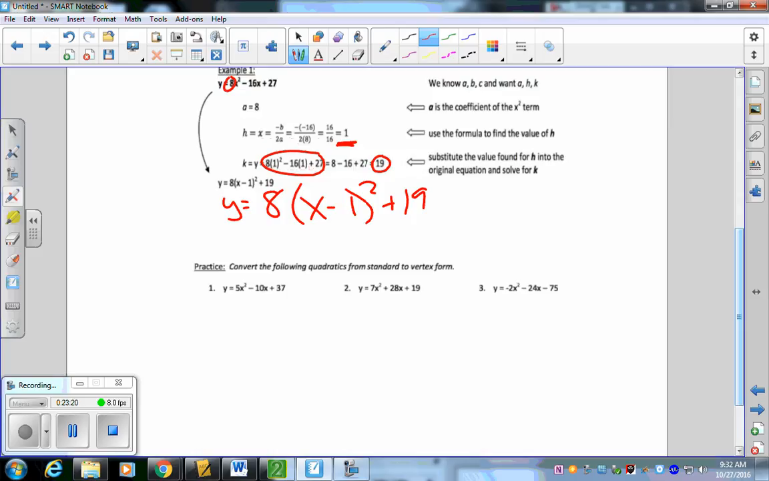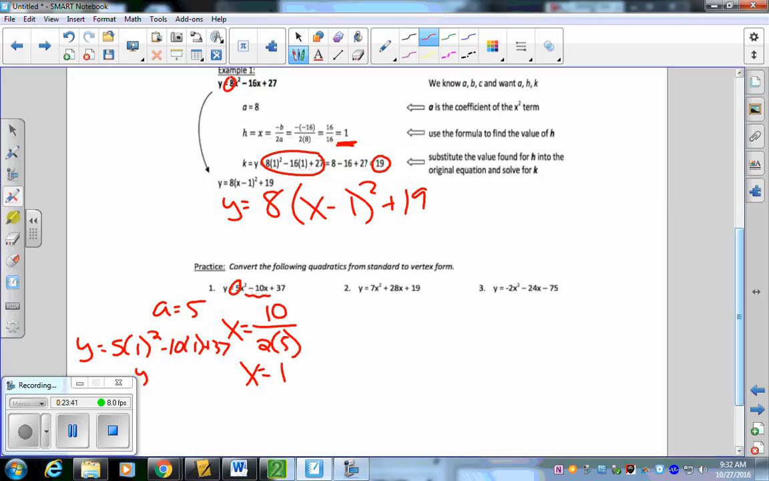But let's see here. Here's my A. To find the X value, I'm going to do -b, so the opposite of -10, which is +10, over 2 times A. So X is equal to 1, because 10 over 10. So I'm going to plug that back in. So I have Y equals 5 times 1 squared minus 10 times 1 plus 37. So Y equals 25 minus 10 plus 37. It looks a lot bigger than it really is.